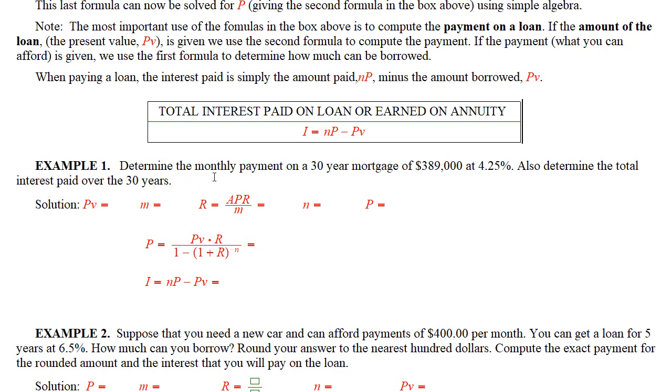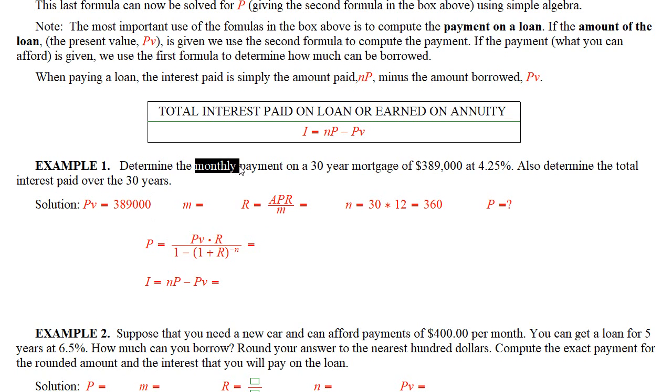So let's work on an example. We'll see how this works. We want to determine the monthly payment, so P is our question mark, and it's a 30-year mortgage. That means our N right here is going to be 30 times 12, which is 360. And it's a $389,000 mortgage. That is your loan amount. Actually, my son just bought a house out in California, and it was approximately this price, and this is approximately his interest rate.